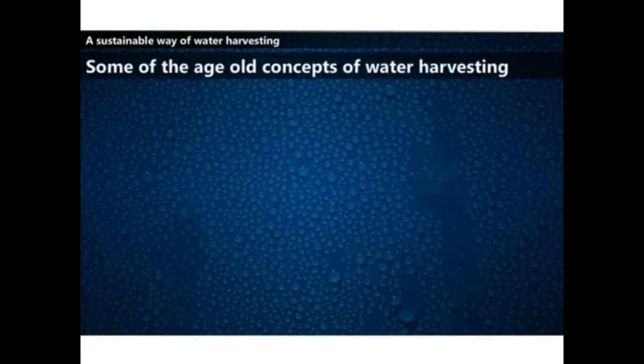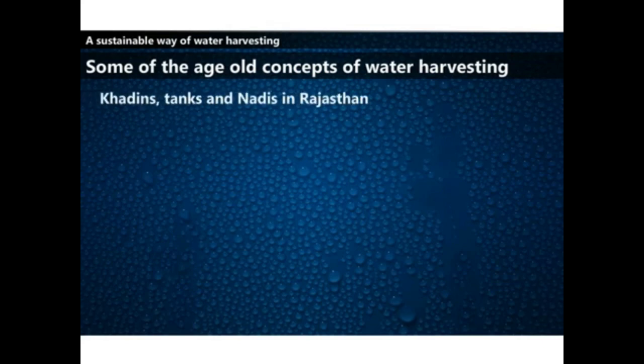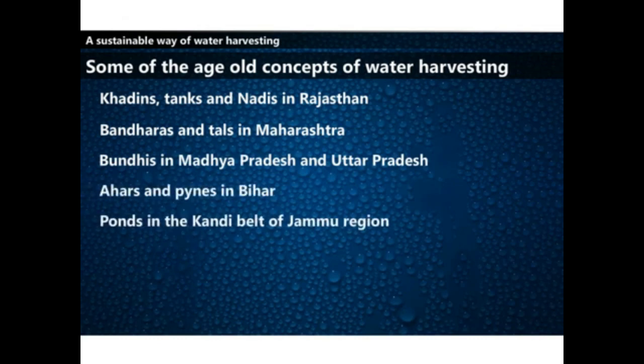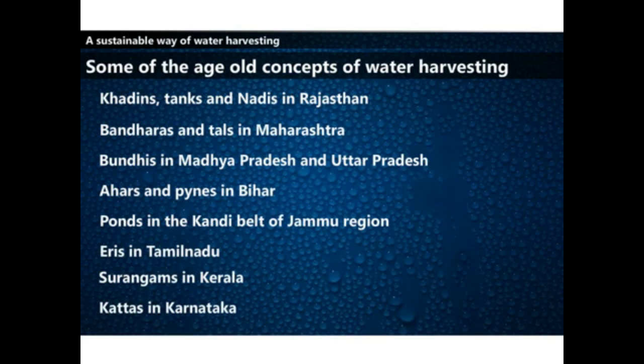Some of the age-old concepts of water harvesting are kadins, tanks and nadis in Rajasthan, bandharas and tals in Maharashtra, bundis in Madhya Pradesh and Uttar Pradesh, ahars and pynes in Bihar, ponds in the Kandi belt of Jammu region, eris in Tamil Nadu, surangams in Kerala, kattas in Karnataka. These water harvesting techniques are highly localized and benefit the local people. That is why local people ensure proper management of these water resources.